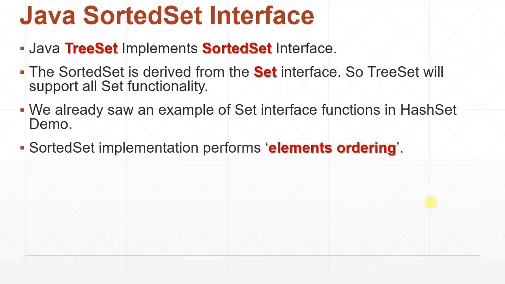SortedSet implementation performs elements ordering. So we already know that the set interface asks the implementer to maintain the element uniqueness. SortedSet is derived from set, and SortedSet asks you to keep the elements in a specific ordering. It can be ascending order or descending order. So since SortedSet is derived from set interface, the implementing class should order the elements, and at the same time it should maintain the uniqueness.